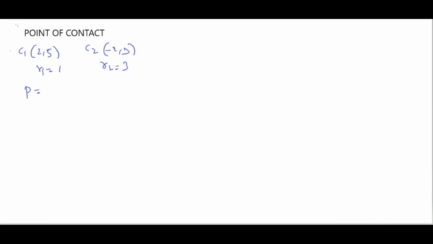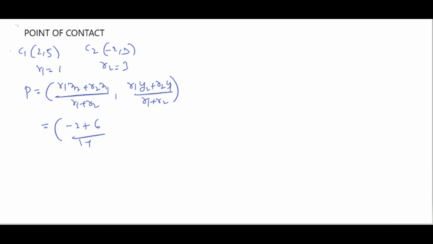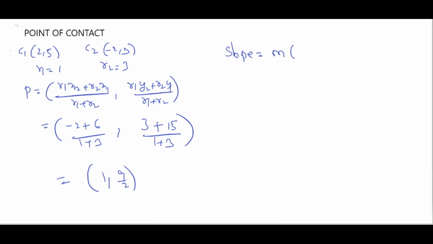So the point P is ((R1x2 + R2x1)/(R1 + R2), (R1y2 + R2y1)/(R1 + R2)). R1x2 is 1 into −2, plus R2x1, 3 into 2, that is 6, over 1 + 3: (−2 + 6)/4 = 1. R1y2 is 1 into 3 plus R2y1, that is 15, over 1 + 3: 18/4 = 9/2. This is the point, and we take the slope to be m, say.